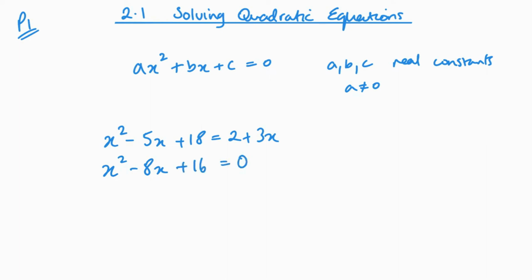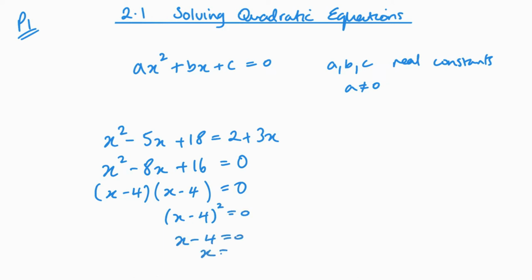16. And then solving this, I need to look for what will multiply to give me the 16 and add to give me the negative 8. In this case, this is x minus 4, x minus 4. You could also write this as x minus 4 squared. And then the solution to this would be x minus 4 equals 0, so x is equal to 4. It's a very straightforward one, nice and easy one to start off with. Okay, let's have a little look at another one.